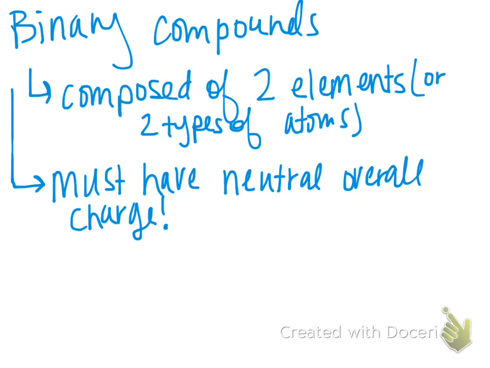Must have a neutral overall charge. So when you combine these two things, a positively charged particle and a negatively charged particle, we have to combine them in such a way that it gives us an overall of a 0. Okay, that's what neutral means, right? We're going to come up with an overall 0 charge. So, let's try some.